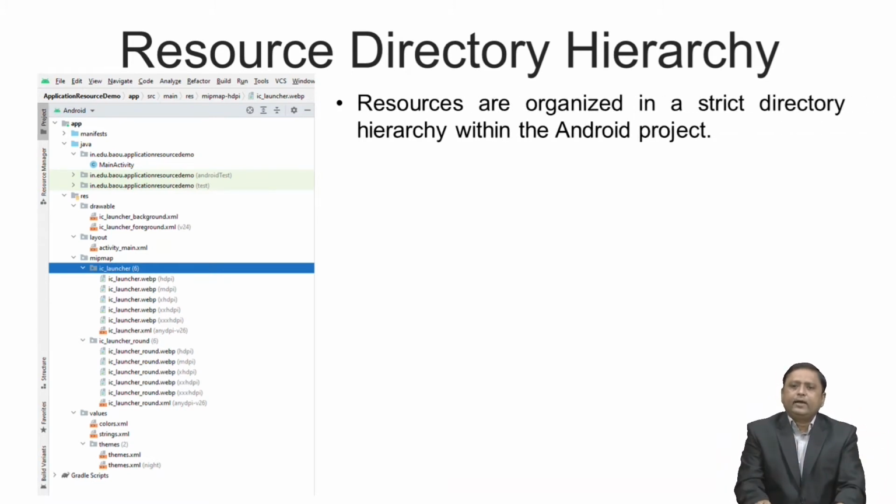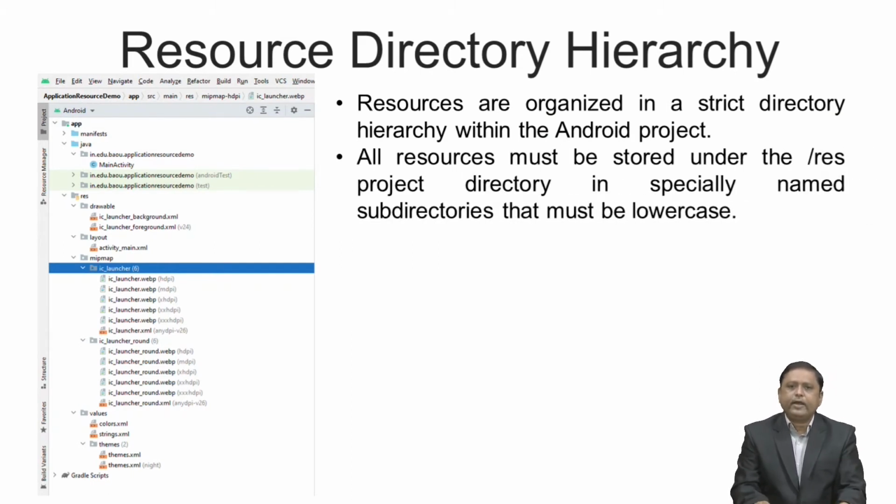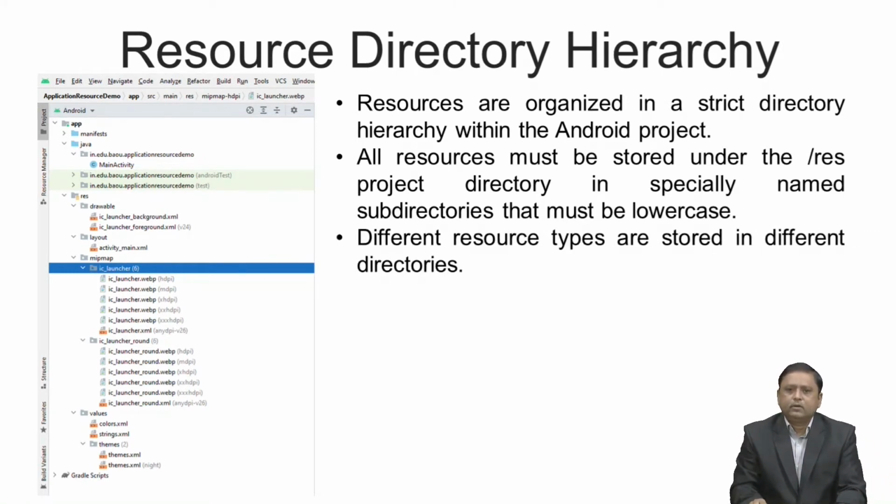Now resources are organized in a strict directory hierarchy within Android project that you can see on the screen. All resources must be stored under the resource project directory in a specially named subdirectory that must be lowercase. Now if you look at all the directory names, you will find all directory names are in lowercase. Remember, it is mandatory to provide all the directory and file names in lowercase without using any special characters. Now different resource types are stored in a different directory.